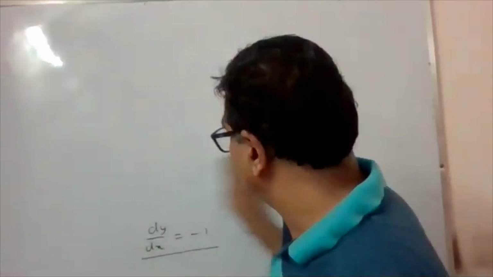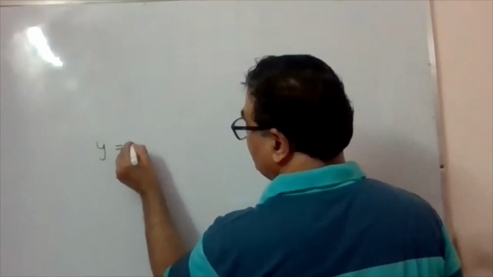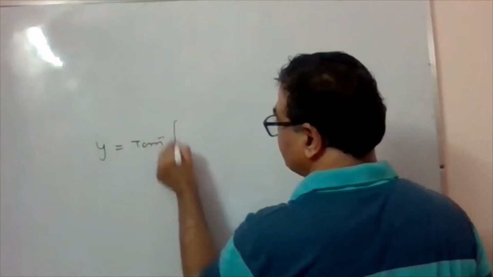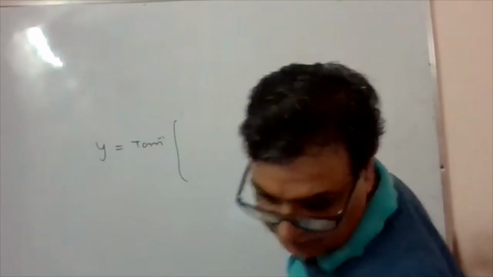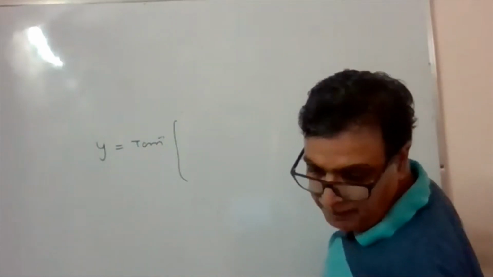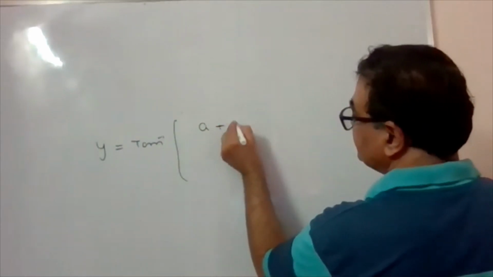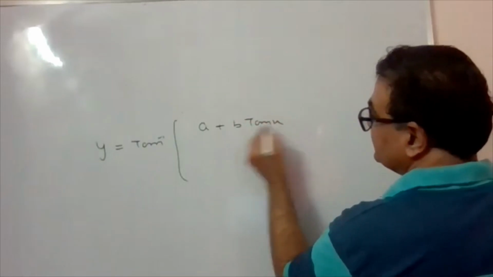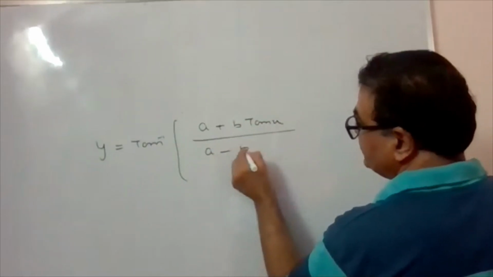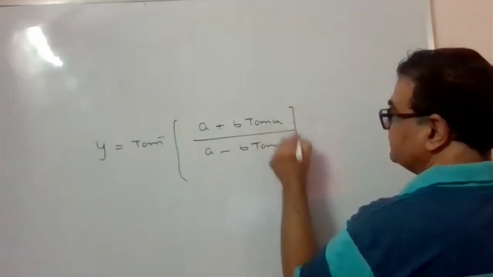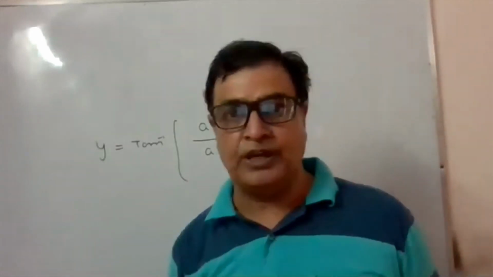One more question right now, please. Differentiate y is equal to tan inverse of a plus b tan x by a minus b tan x. This is the question we have.